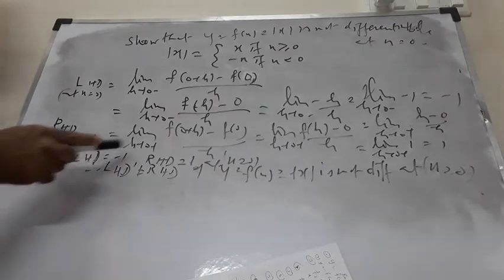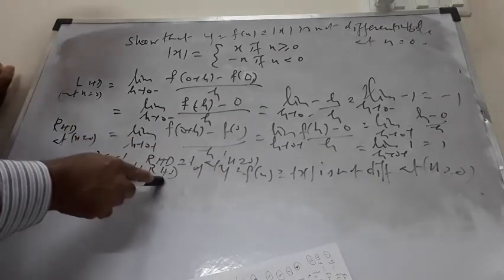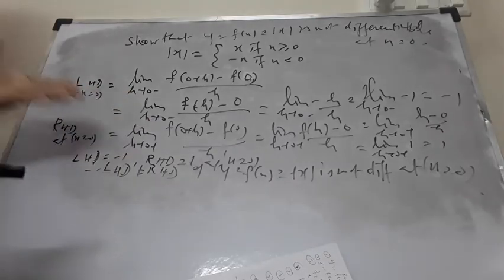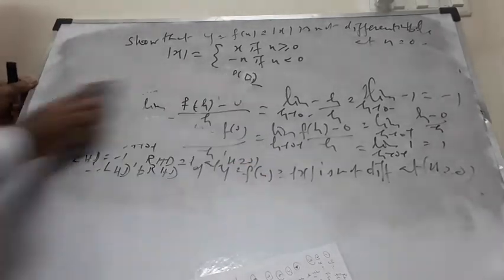Therefore left hand derivative is minus 1, right hand derivative is plus 1. Therefore left hand derivative is not equal to right hand derivative. Therefore the function is not differentiable at x equal to 0.